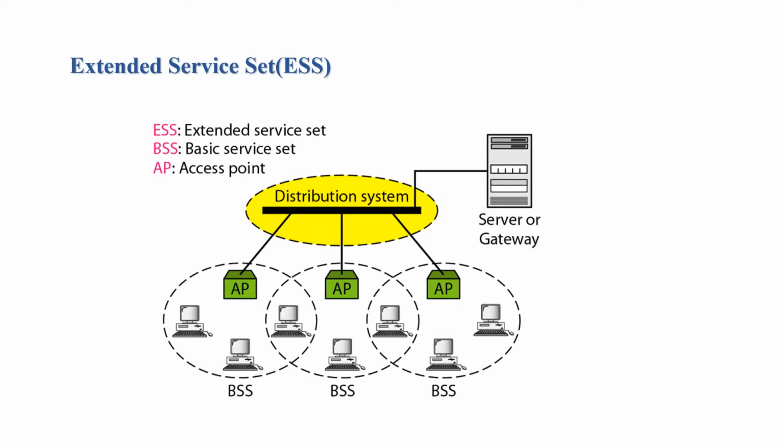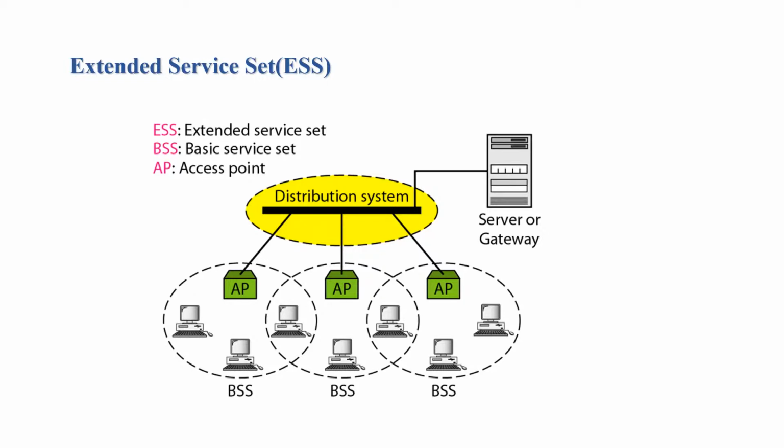Let's see what is the extended service set. An extended service set is made up of two or more basic service sets with access points. In this case, the basic service sets are connected through a distribution system, which is usually a wired local area network. The distribution system connects the access points in the basic service sets. IEEE 802.11 does not restrict the distribution system. It can be any IEEE local area network, such as Ethernet.